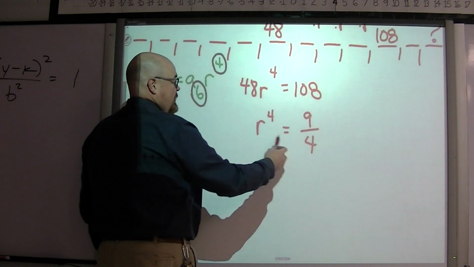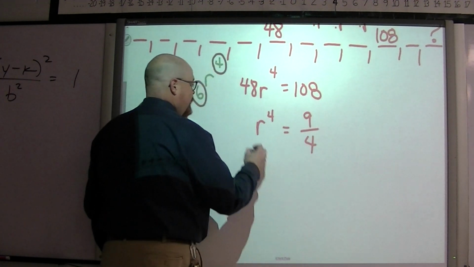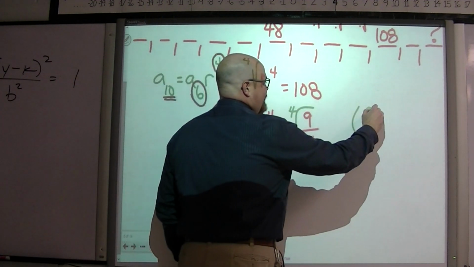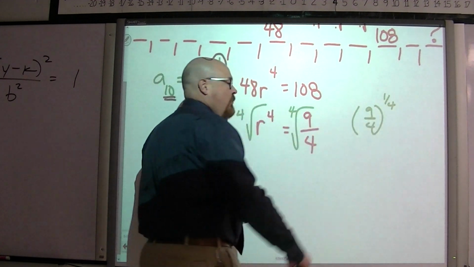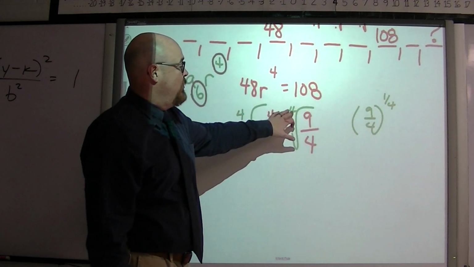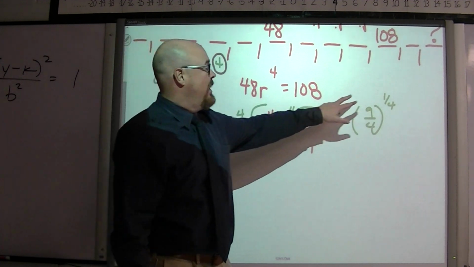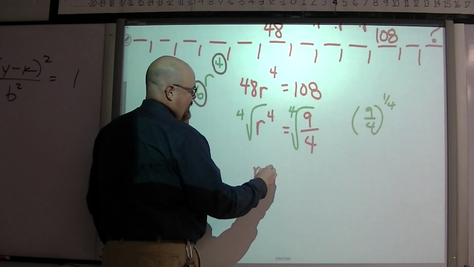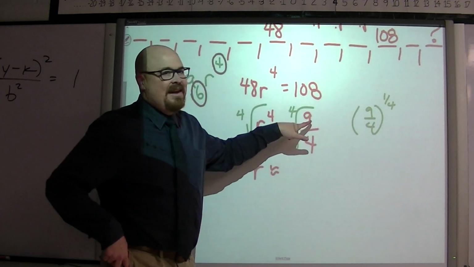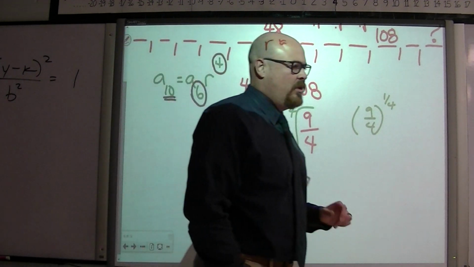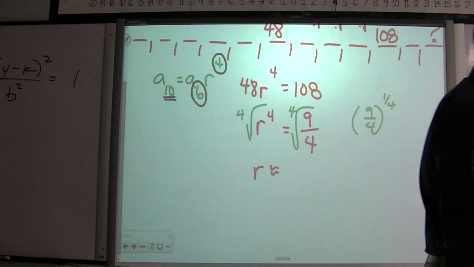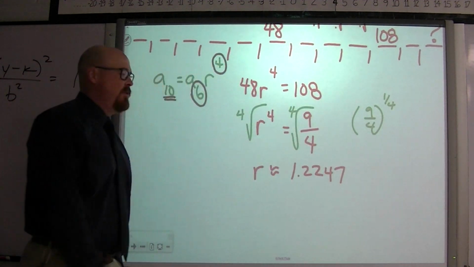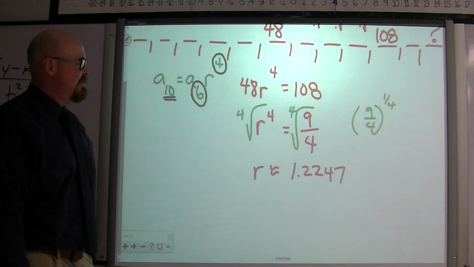Then, in order to get r by itself, I've got to take the 4th root. I can take the 4th root of both of these sides, also known as taking 9/4 to the 1/4 power. Right? If you want to take any root that's not a square root, you can raise it to that fractional power. I had this written down. In this case, 9 is not a perfect, I don't even know, quartic, I don't know what you would call that. I wrote this number down, 1.2247. So r is approximately 1.2247 as my common ratio. Okay, and that's an approximation, that's not exact.